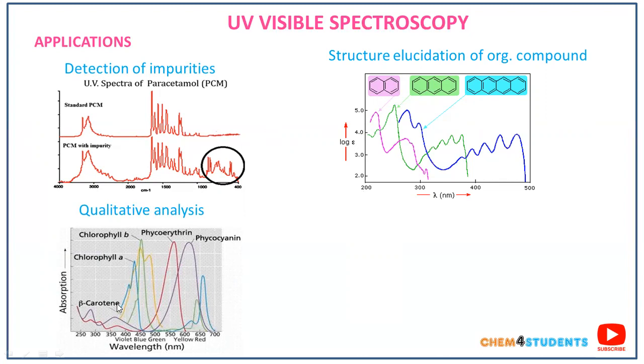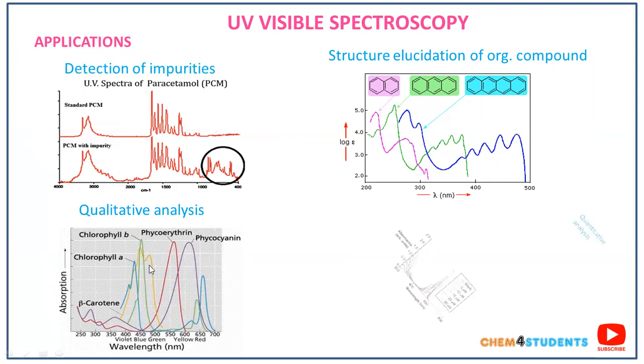Here in this picture we have so many colored compounds like beta carotene, chlorophyll A, B, etc. And all these colored compounds can be identified by using their wavelength values, their lambda max values between 400 to 700 nanometers, which is the visible range.